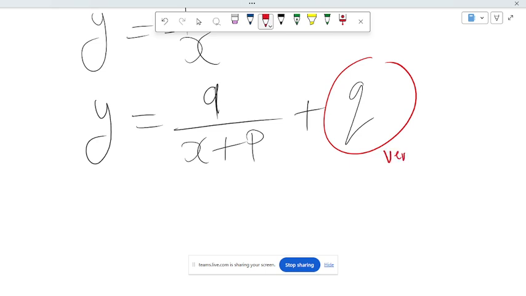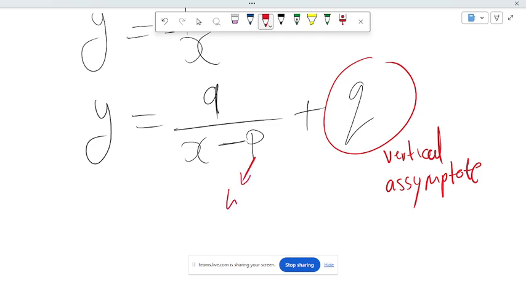Here, this one is the vertical asymptote, and then this one is the horizontal asymptote. So P is the horizontal asymptote when it's given as a negative here, right?